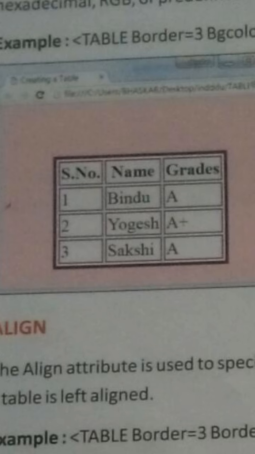You can even define the color of the border also. For defining the color, there is one more attribute of the table tag, border color. Border color equal red, green, whatever color you want to give to the border, you can define. If you don't give the color of the border, then the default color of the border will be gray.